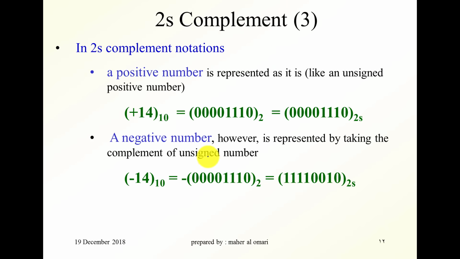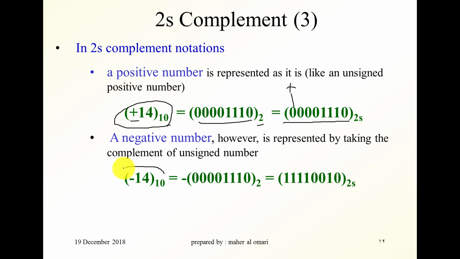In 2's complement representation, the positive numbers stay the same. For example, this number plus 14 in base 10. This is 14 as a binary number. This is a plus number, so it stays the same as the binary representation, as the sign magnitude notation. Notice that the first bit here is 0. That means this is a positive number.